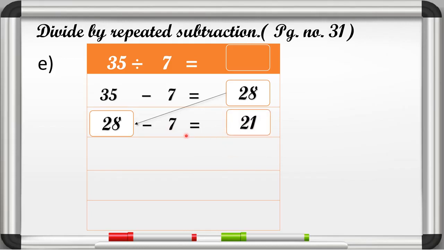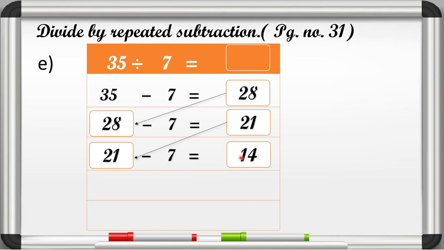Okay, now we have to subtract 7 from this 21. So 21 minus 7 is equal to dash. Keep 21 in your mind and 7 on your fingers. Let's start backward counting again. 20, 19, 18, 17, 16, 15, 14. So we will write 14 here.